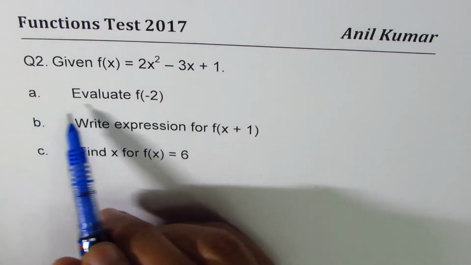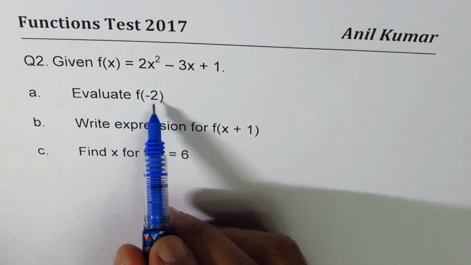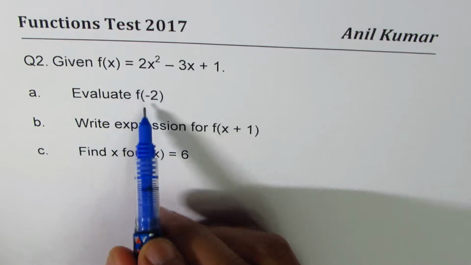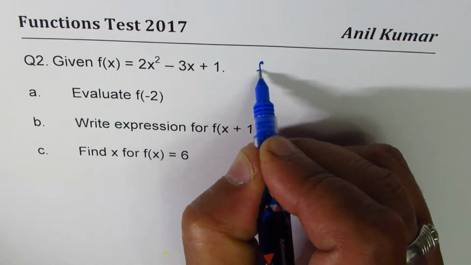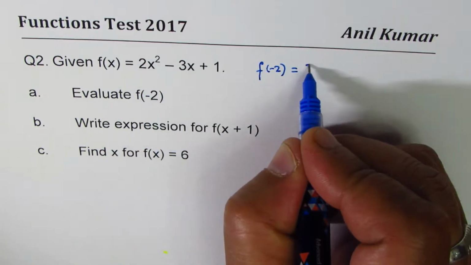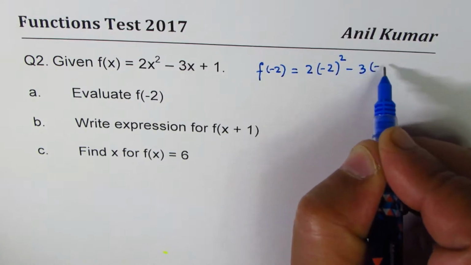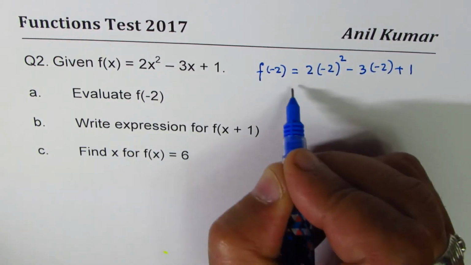Okay, so let's start with part A, which is evaluate f of minus 2. It simply means that you have to replace x with minus 2, right? So let me write down here. f of minus 2 will be, replacing x with minus 2, we get 2 times minus 2 squared minus 3 times minus 2 plus 1.